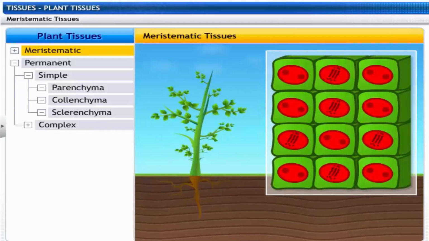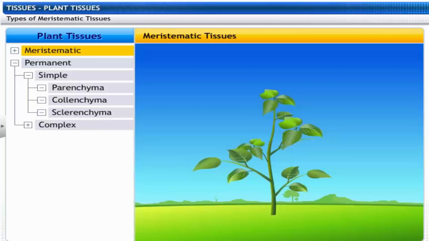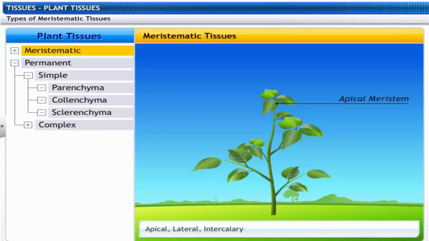Meristematic cells are living, cubical and thin-walled. Each cell has a large nucleus. Cells are closely packed with no intercellular spaces. Depending on the region where they are present, meristematic tissues are classified as apical, lateral, and intercalary.